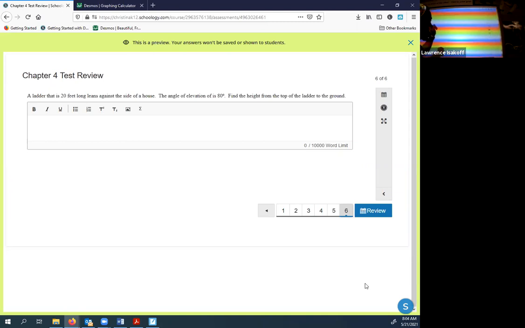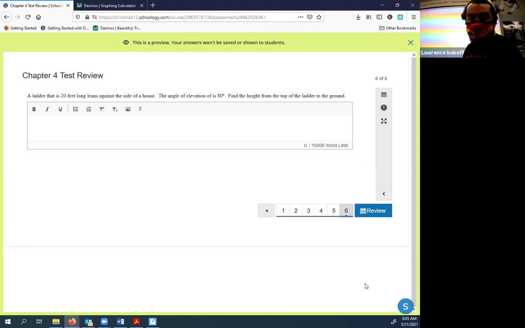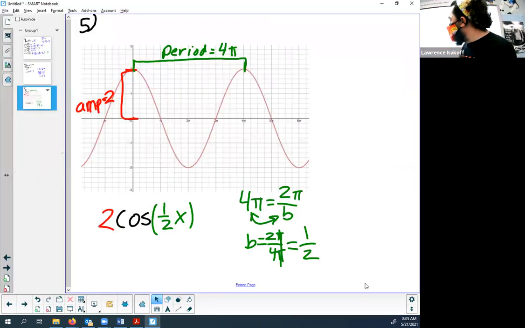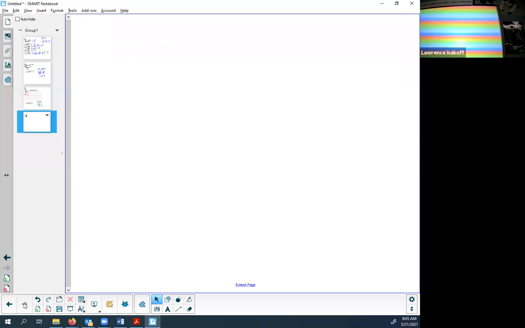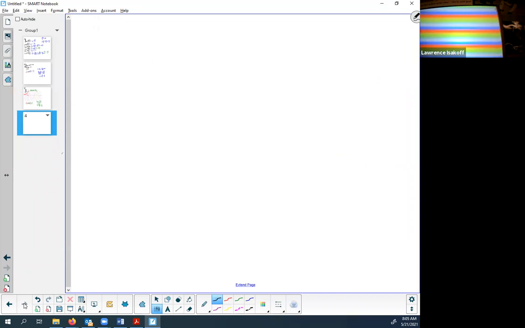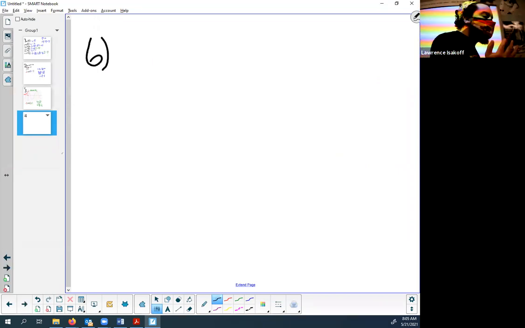Find the height from the top of the ladder to the ground. So I want to know how far up the wall this 20-foot ladder reaches. So picture time. I don't care how good you think you are with this. Drawing the visual picture is going to be what helps us here.